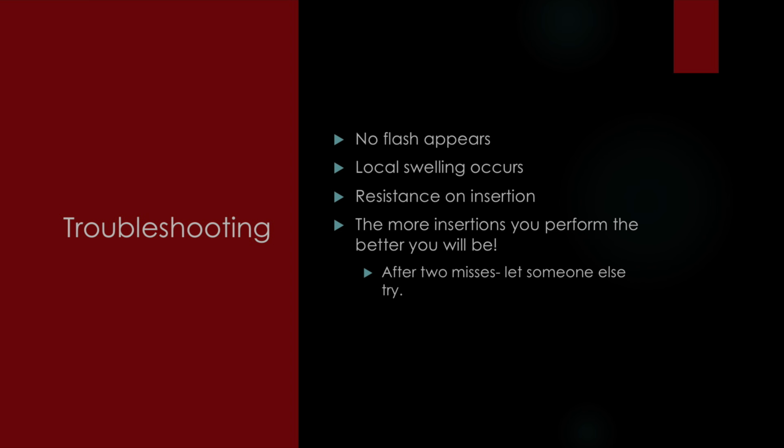If local swelling occurs, stop the attempt immediately and apply pressure. This indicates infiltration, and any future attempts should be made proximal to that site. If you encounter resistance during insertion, you may be at a venous valve. Try raising the patient's arm. If resistance persists, the catheter is likely not in the vein. Stop advancing and withdraw slowly. If flash appears, you may still be able to salvage the line. Remember, IV success improves with practice. However, after 2 unsuccessful attempts, allow another provider to try to minimize patient discomfort and complications.